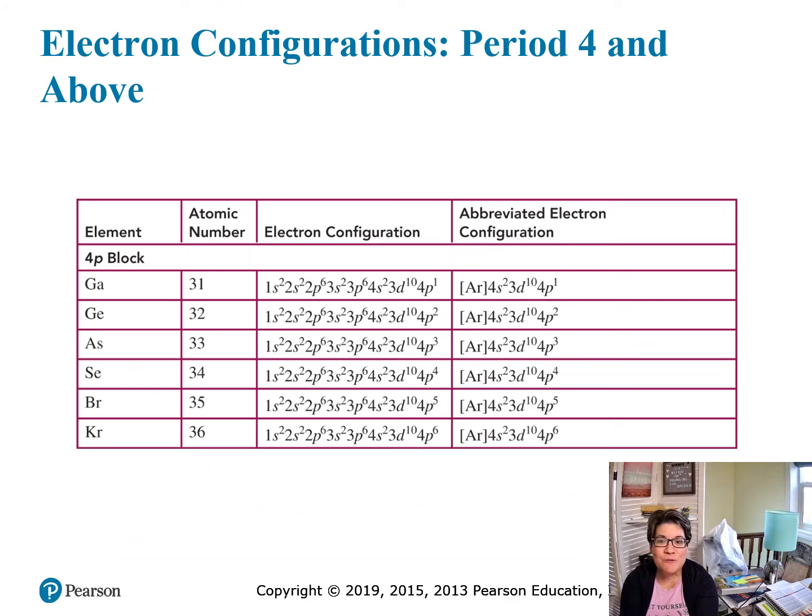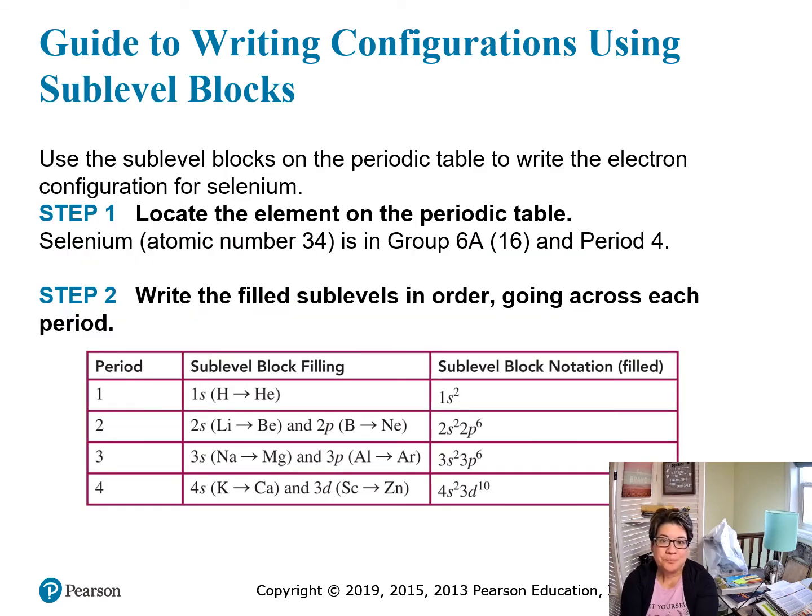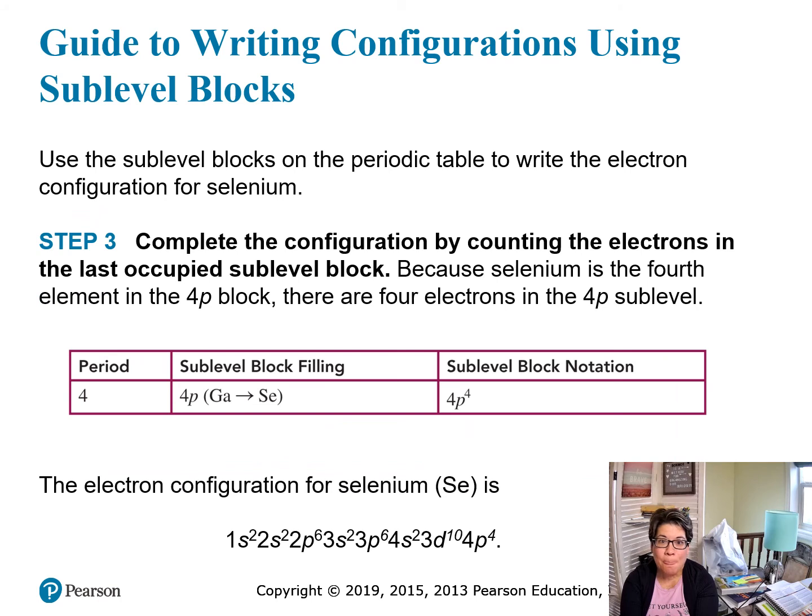And then after we fill up the 3d10, then we move on to our 4p's. So then we fill those up. So the 3d10 goes in between the 4s and the 4p. So it kind of interjects itself in. Here's a guide to how you write them. So those are some examples. So you can write some of that down. And it's showing at the period 4 level. So there's an example of selenium and how you write that one.